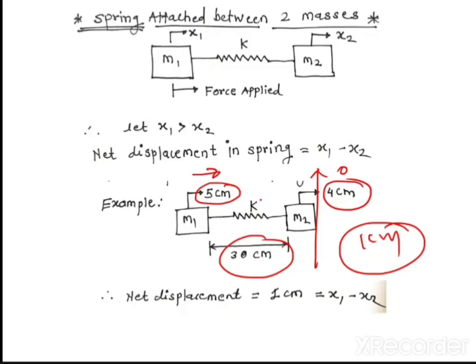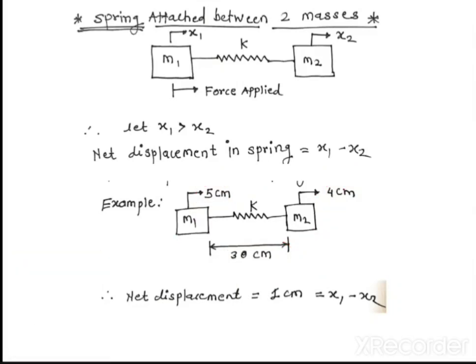Message me, you are not audible to me. Some technical problem. Till I sort it out, please message. 25. Okay, so now total length of the spring is 25. Now consider this side. Let us say this is 25 cm. Now you are displacing this mass m2 by 4 cm towards the right side.